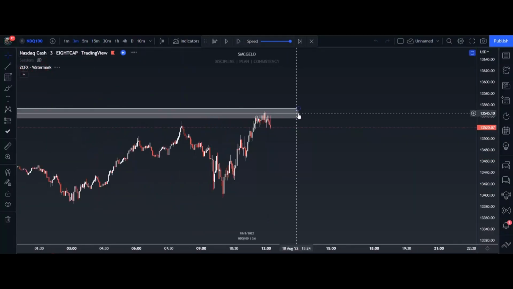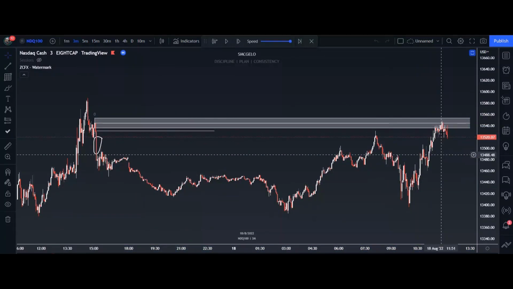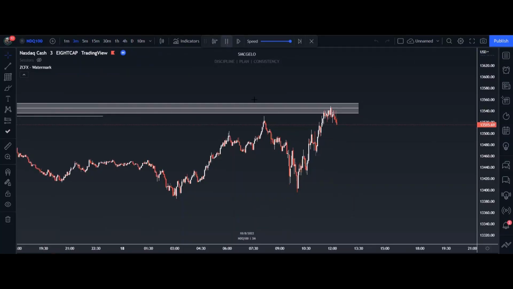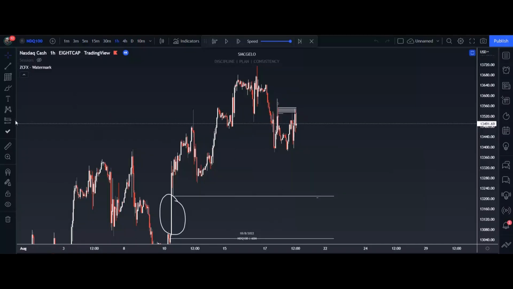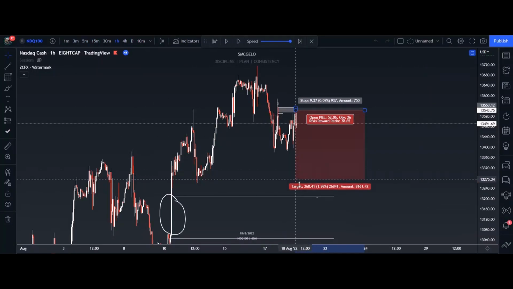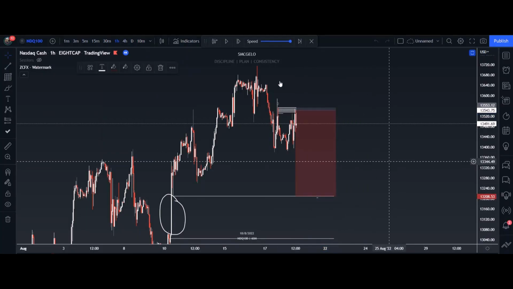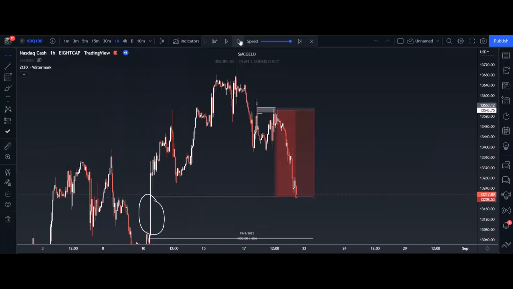Boom. Price taps into our 3-minute supply zone perfectly. And price also fulfills this gap in the market. All this gap. Okay. Taps into our supply zone. And now we enter the trade. And now what we're looking for is to trade down. You could even have your TP down here if you want. So entry, stop loss, and the imbalance. So we wait, then boom.